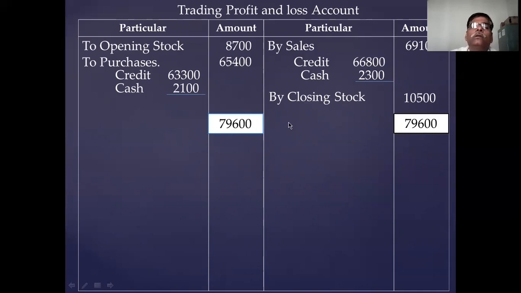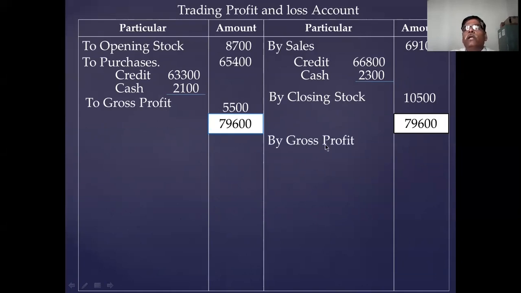79,600 is the total. Then the difference is 5,500. This 5,500 represents gross profit. This is the gross profit. Then you take gross profit to the next part. Next part means P&L account. In the P&L account, by gross profit 5,500.